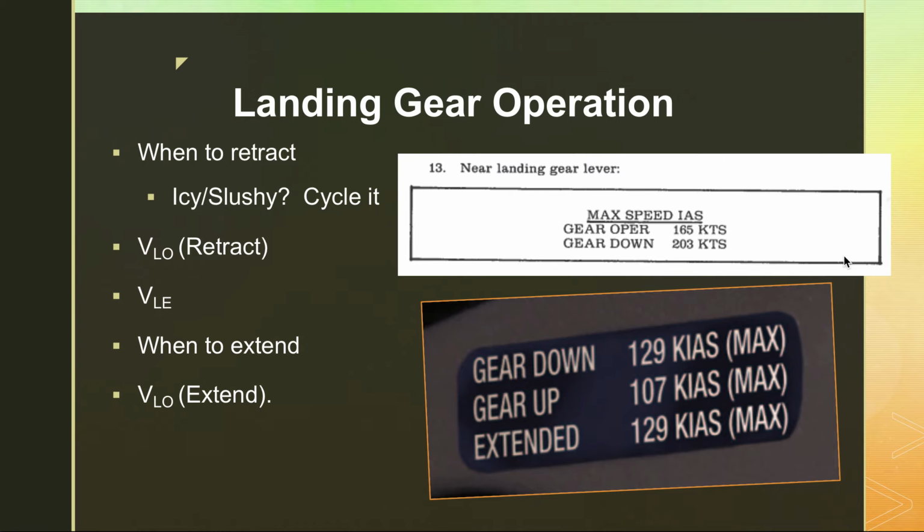Look, you can actually bring the gear up at 165, but you can put the gear down as high as 203 knots. I think that's also the VLO extend speed. No, I'm sorry, this one's gear operated. You can bring it up or down below 165, but you can't go faster than 203 with the gear already down. It usually has to do with the aerodynamic forces on the nose wheel, on the nose gear door itself.